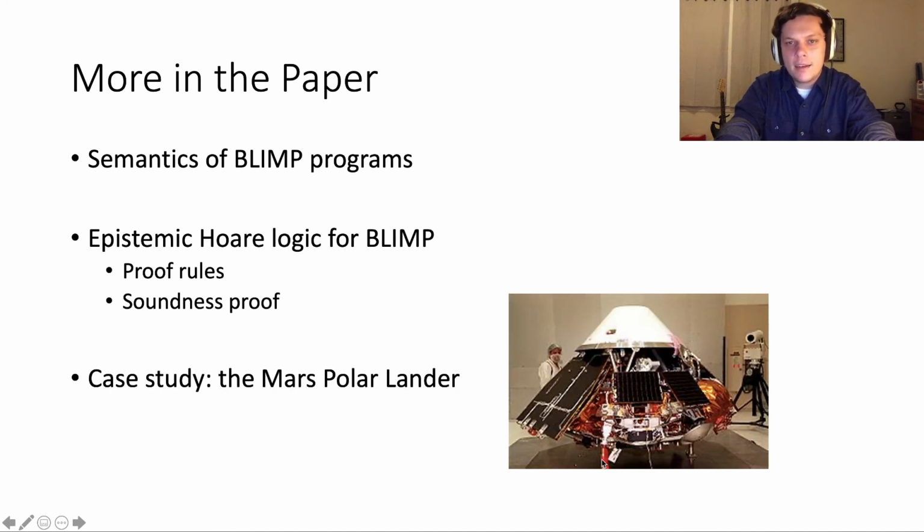We also have a case study on the Mars Polar Lander. Mars Polar Lander is a lost space probe which is hypothesized to have crashed into the surface of Mars due to a control software error. We show in the paper that you can write the control software of the Mars Polar Lander using belief programming, and that you can verify using epistemic Hoare logic that such an error can't occur.